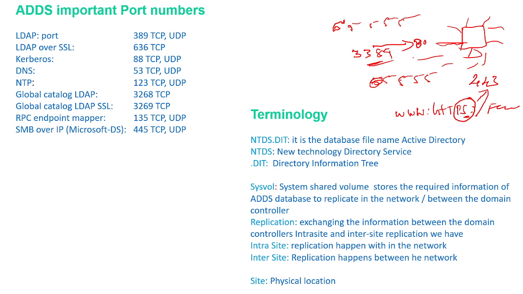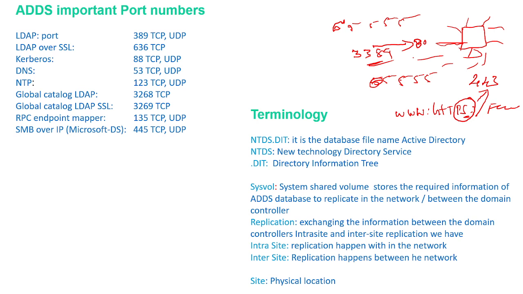Like that, Active Directory also uses a couple of ports. The very important one is 389, which is LDAP, Lightweight Directory Access Protocol. That is the main protocol of Active Directory. If somebody asks you what is the Active Directory protocol, you have to tell it is LDAP. Lightweight Directory Access Protocol, and the port number is 389. Whether it is TCP or UDP, you can tell TCP or UDP. Fine. LDAP over SSL, secured, is 636.